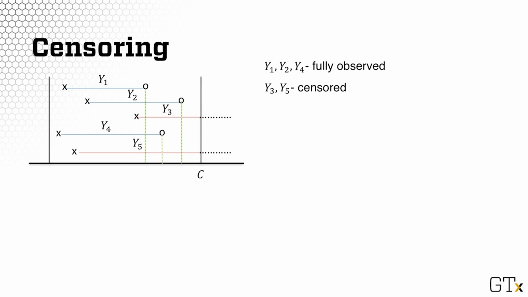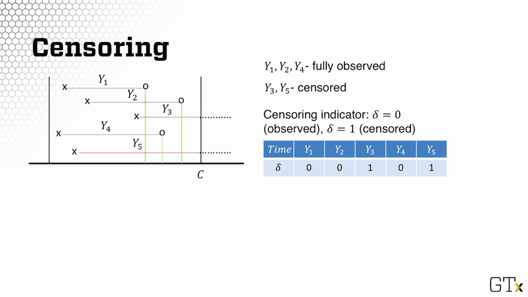In this schematic, you have 5 devices. You started running them. Devices 1, 2, and 4 failed, and you observed their lifetimes. However, devices 3 and 5 did not fail, and you had to stop the experiment. So capital C here is the censoring time. You may have a censoring indicator, which is 0 if there is no censoring, you have observed data, and 1 if your datum is censored. So in this case, Y1, Y2, and Y4 will have censoring indicator 0, no censoring, fully observed, and Y3 and Y5 are censored and they have censoring indicator 1.